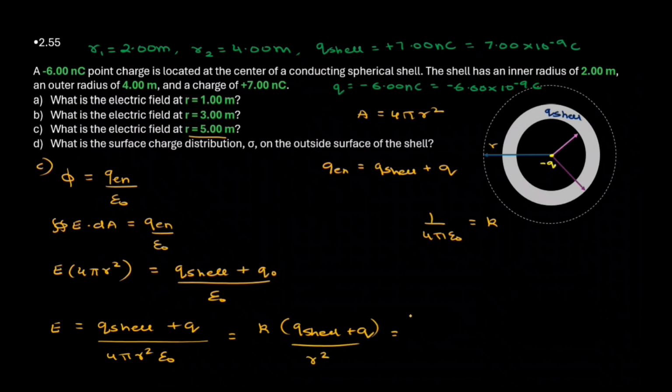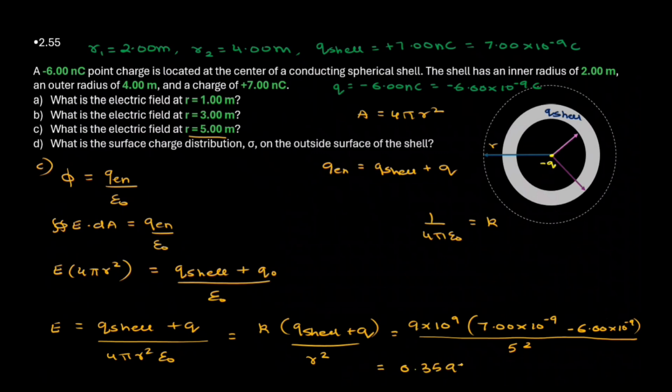Now substitute. K is 9 times 10 to the power 9. Charge on the shell is 7 nanocoulomb. Charge at the center is negative 6 nanocoulomb. Divide by the distance r, which is 5 squared. And when you solve this, you get electric field to be equal to 0.3597 Newton per Coulomb.